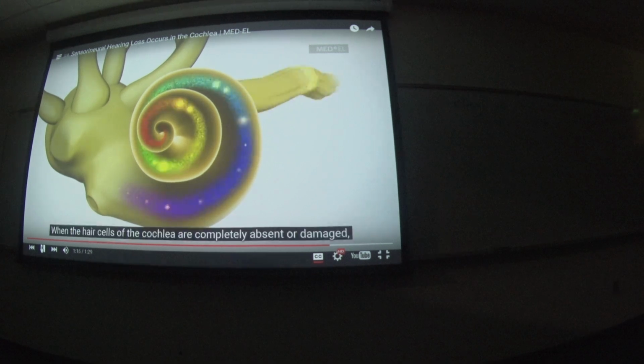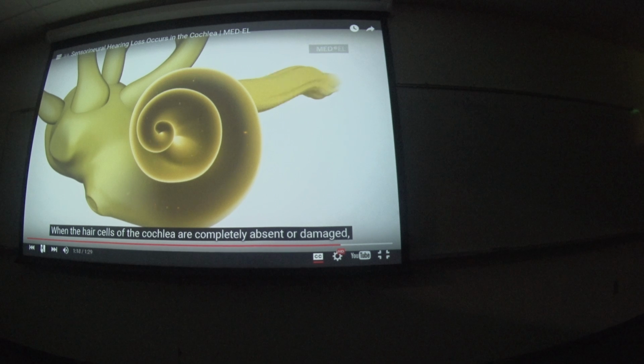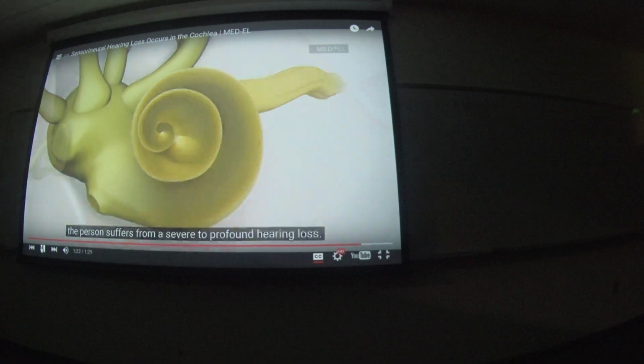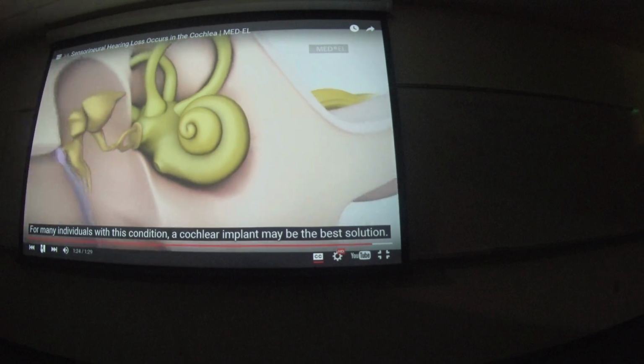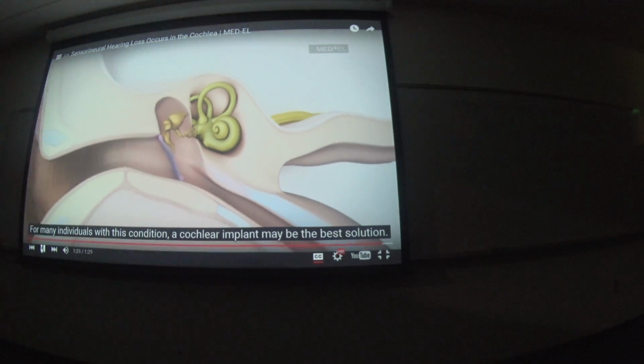When the hair cells of the cochlea are completely absent or damaged, the person suffers from a severe to profound hearing loss. For many individuals with this condition, a cochlear implant may be the best solution.